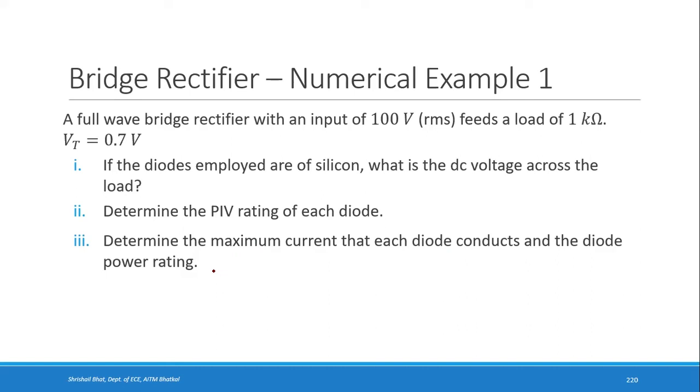Maximum current will be Im, the peak value of current. Power rating is actually the product of voltage and current. So how to find VDC? First write the given things. Given V2 is equal to 100 volts. Whatever value you get here, it is the transformer secondary voltage V2. It is 100 volts. Then the load RL is 1K and Vt is given, so it is 0.7 volts.